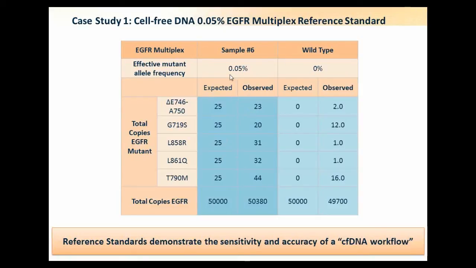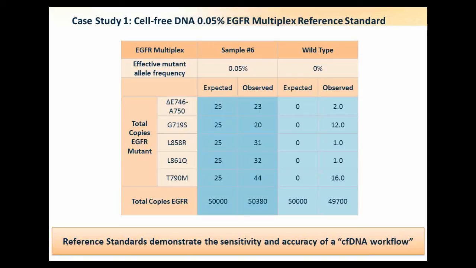Also, to the right, you can see the observed mutant copies. And as I hope you can see, there's quite a good correlation between the expected and the observed mutant copies. And that's quite nice results when you consider how low down we can get with the allelic frequencies.